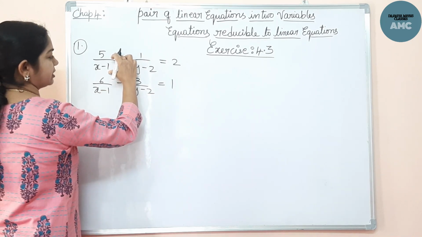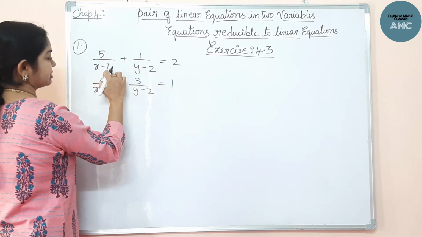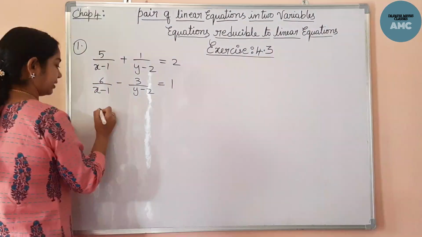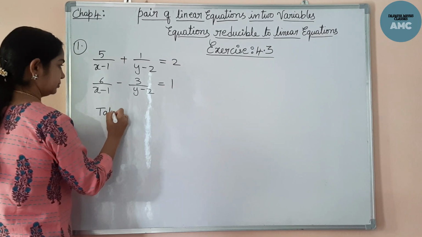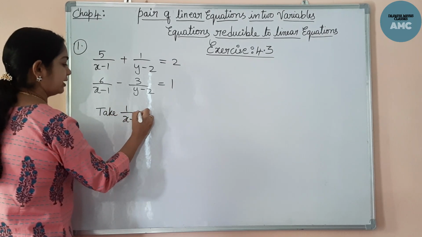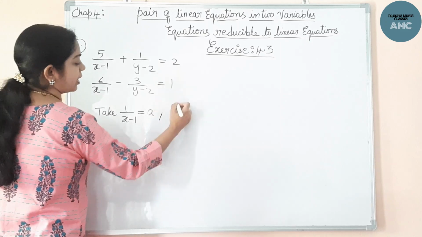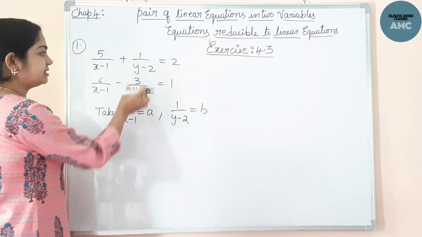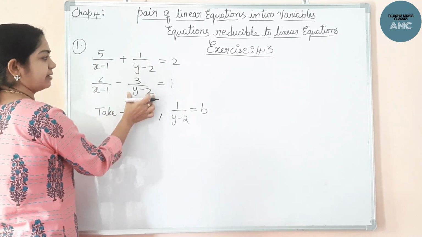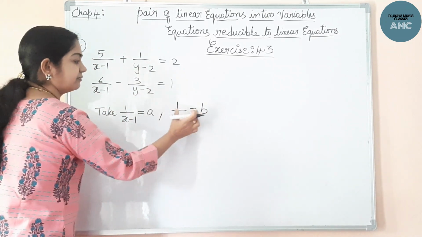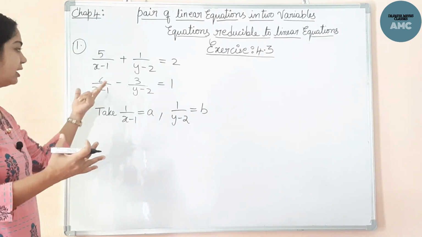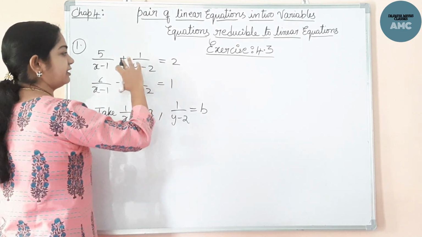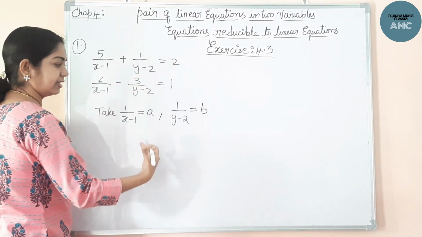See here in this equation, 1 by x minus 1 is somewhat common, isn't it? So take 1 by x minus 1 as a, and 1 by y minus 2 as b. This is common here, 1 by y minus 2 is common here. That I will take as another variable. Other than x and y, we can take p, q, a, b or anything. Then I will be reducing this pair into another two equations.